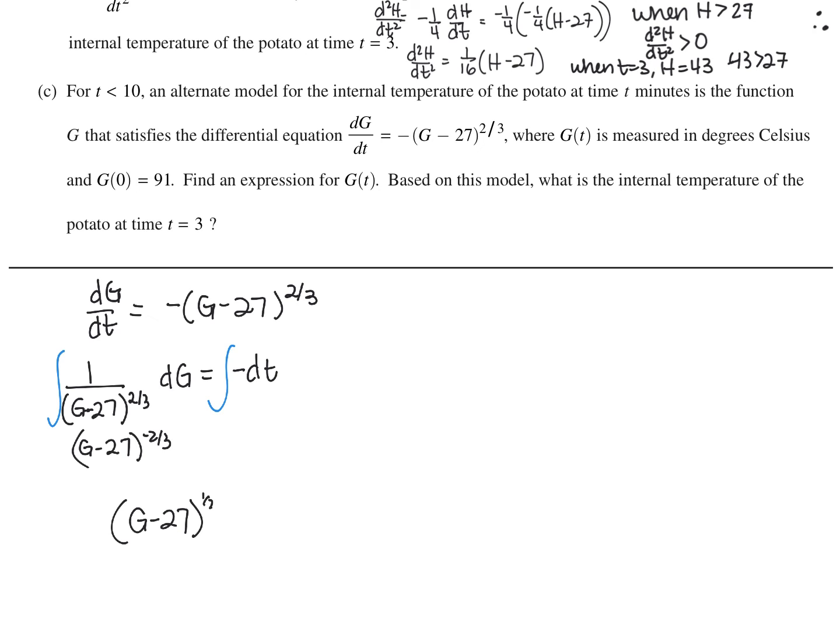Up a degree would put me at 1/3. Divide by that degree, which would be the same as multiplying by 3, equals negative t plus c. And we know that g of 0 equals, where did it say that? 91. So I'm going to substitute that in. So I'm going to do 3 times 91 minus 27.